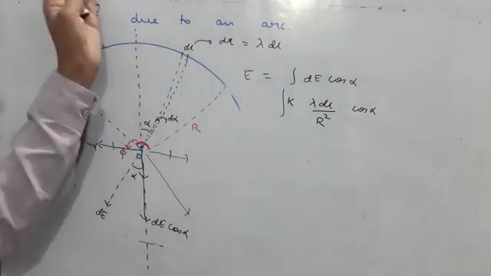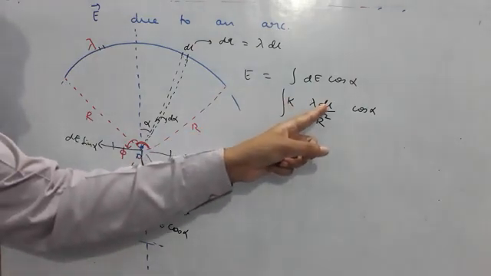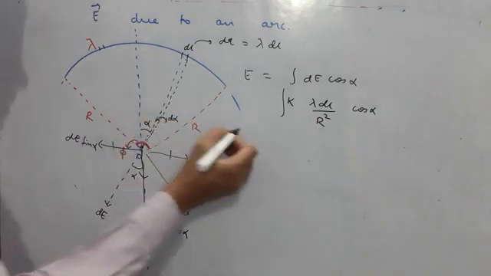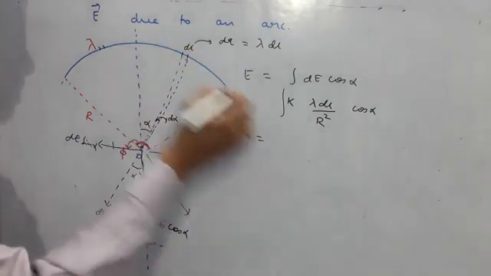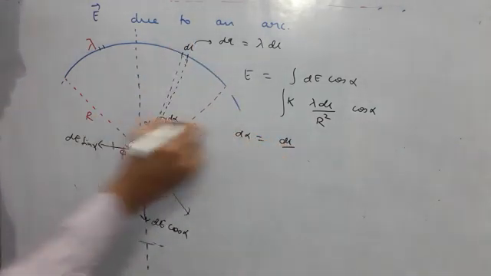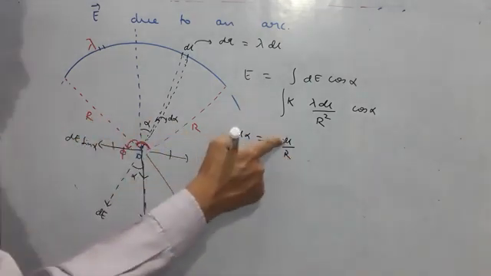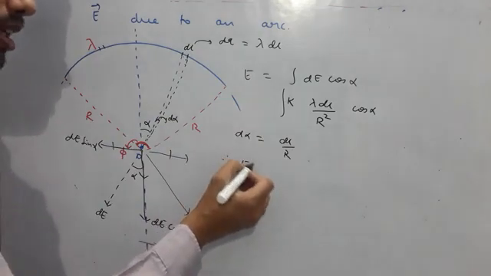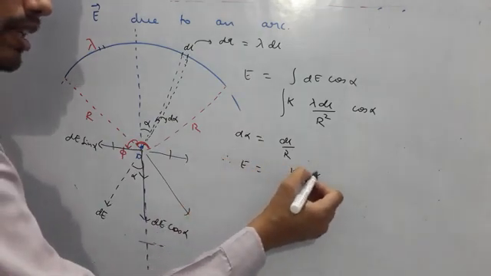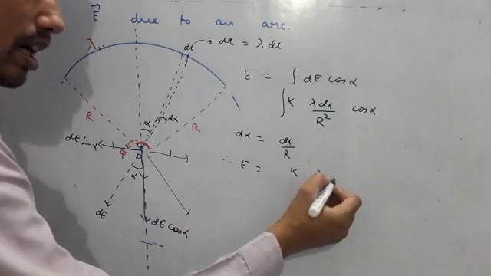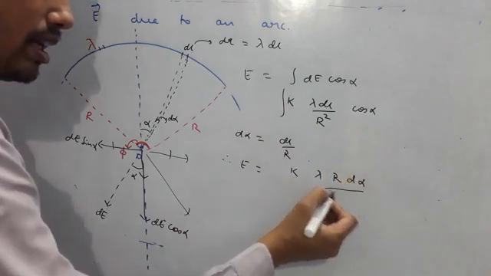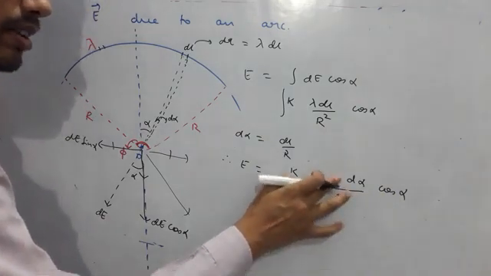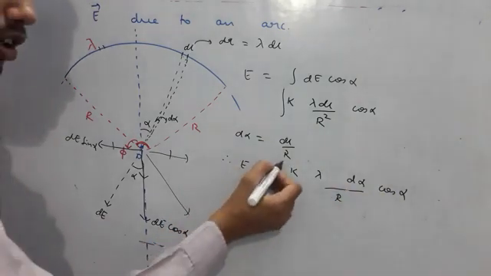Our variable is angle alpha. So we want to convert dl in terms of alpha. How can we do that? You can see this angle d alpha is nothing but this length dl upon this r. Therefore dl will be how much? r times d alpha. So electric field E will become K lambda, dl will put as r times d alpha, and this is r square, and then we have cos alpha. So one r will cancel. We have to integrate this.